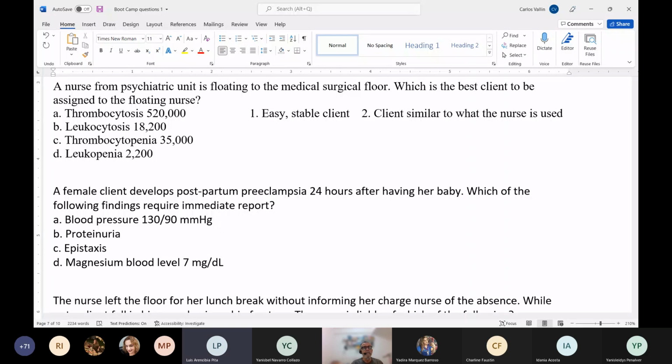So now you have here a client with thrombocytosis, a client with leukocytosis, a client with thrombocytopenia, and a client with leukopenia. Of those clients, what is the most stable? And the second rule, being used to what they do, doesn't apply, because nothing of this applies to what they do. But of these four clients, which one is the most stable? Which one did you say?